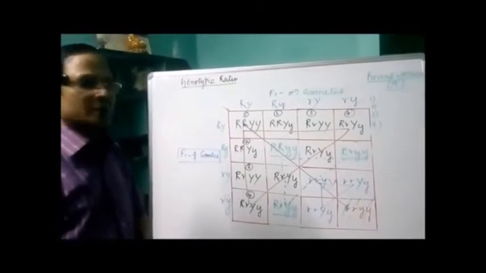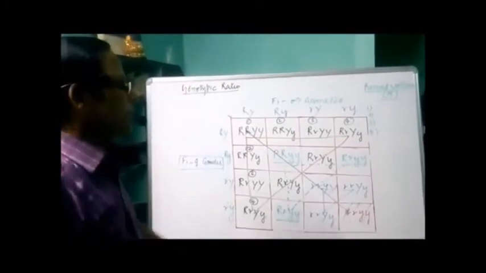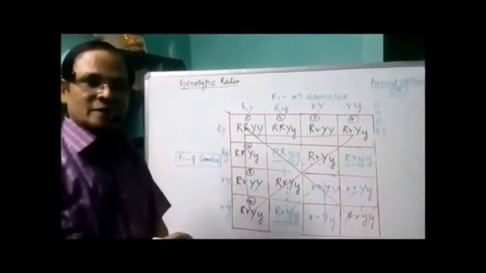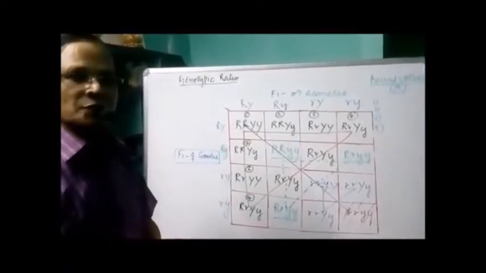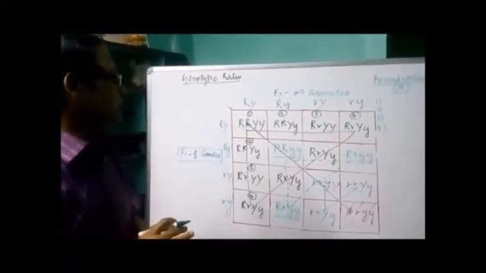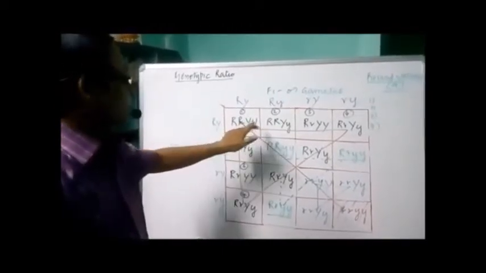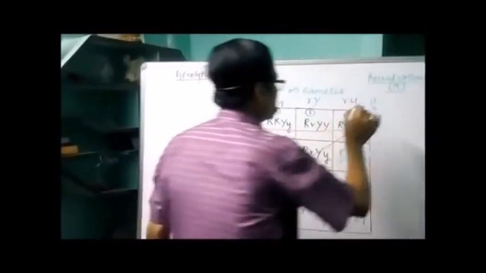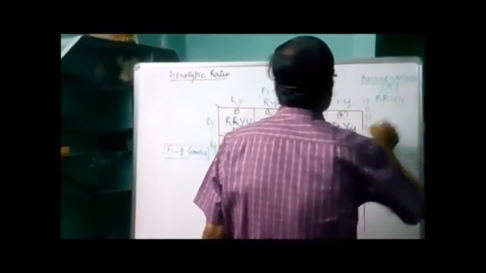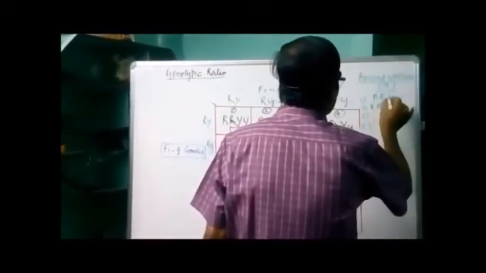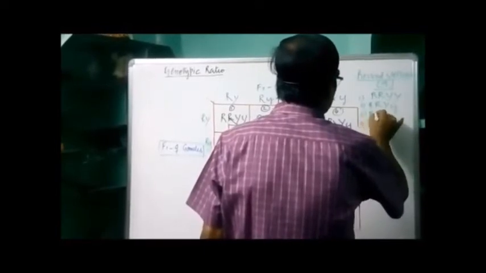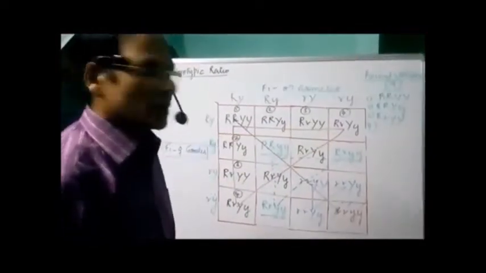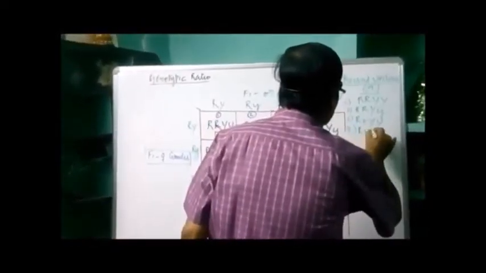Students, now let us analyze the genotype of each phenotype. I am taking the first phenotype, round yellow, totally 9. Though they are externally similar, their genetic constitution is different. There are 4 different types. This is one genotype, this is another genotype, this is another, and this is another. So I am writing here capital R, capital R, capital Y, capital Y. The next one, capital R, capital R, capital Y, small y. The next one, capital R, small r, capital Y, capital Y. The last one we have is capital R, small r, capital Y, small y.